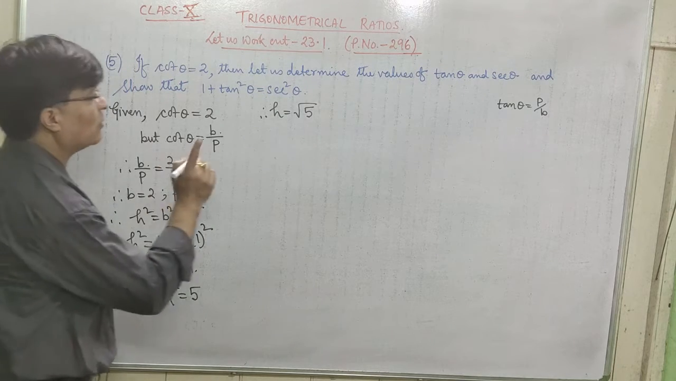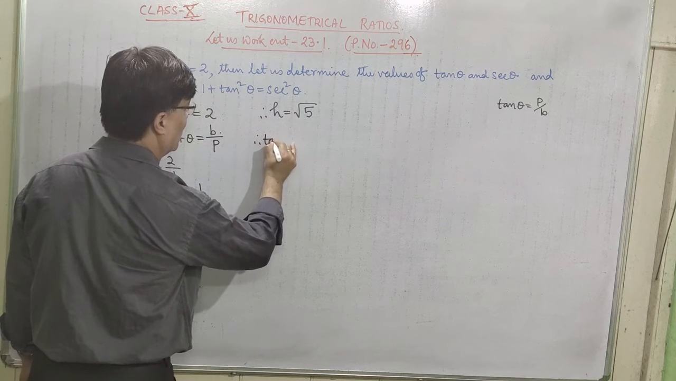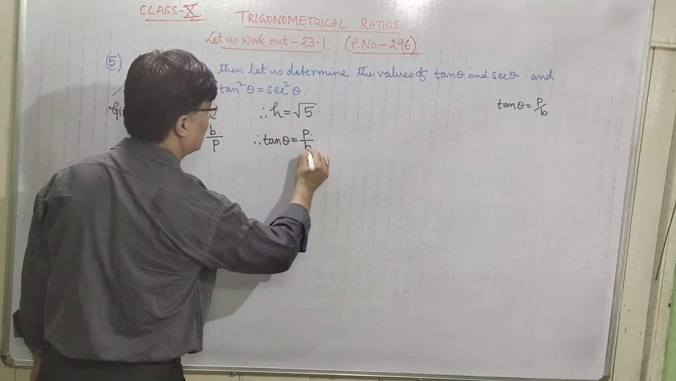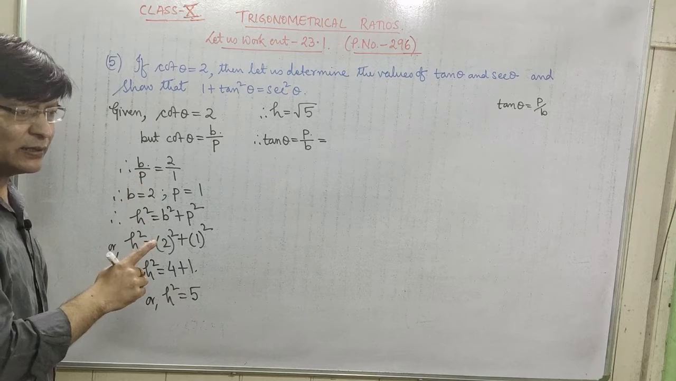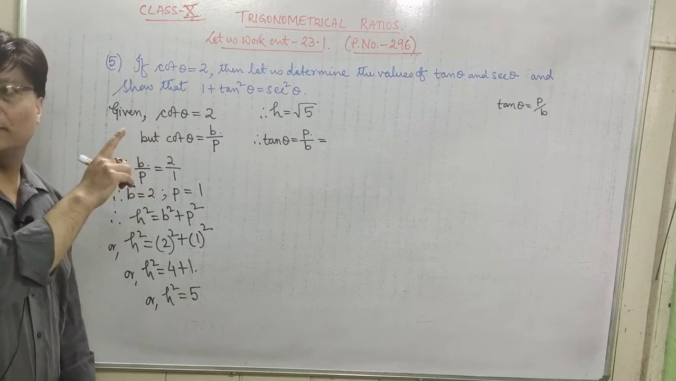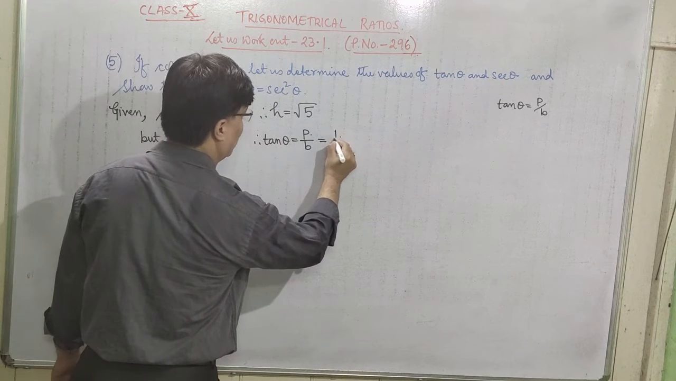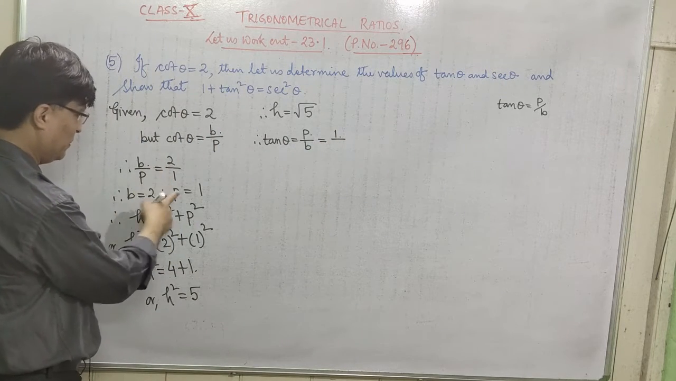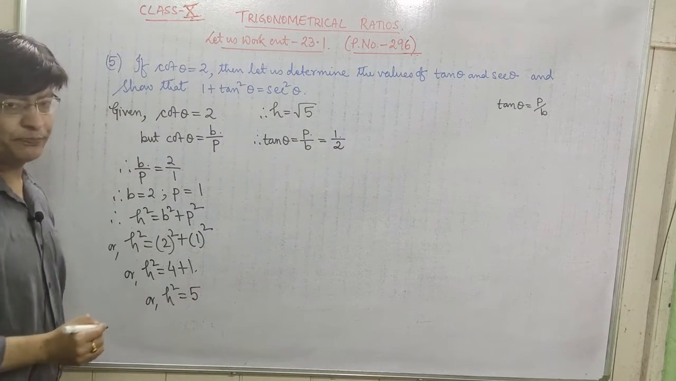Okay. So now let us get the value for tan theta first. Therefore, what is tan theta equal to? Tan theta is equal to P by B. So what is P here? P is 1, divided by, what is B? P is 1, base is 2, that is B is equal to 2.